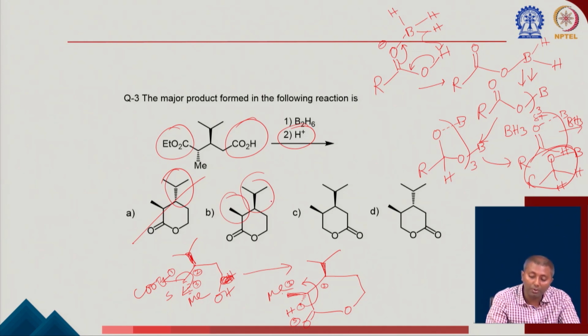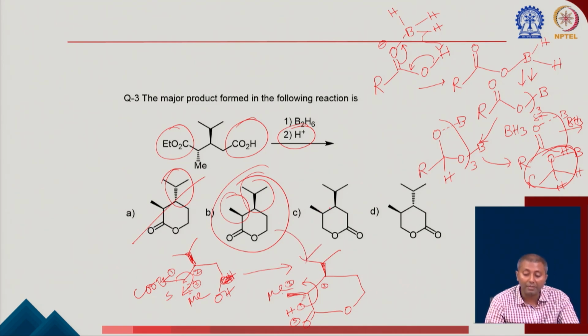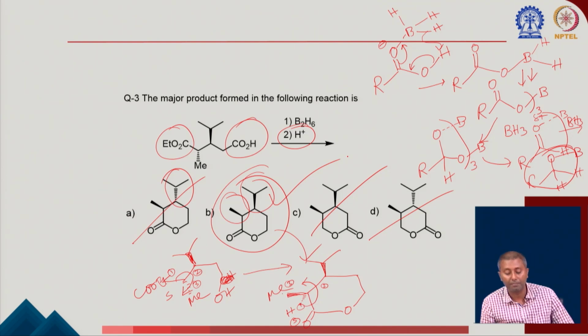but only in case of this one, you can see it is matching with our product, but here they have done the reduction on the ester side, but the reduction is only going to happen on the acid, not on the ester. So that cannot be the option, as well as this cannot be the option as well, because this is also doing the reduction on the ester, not on the acid. Okay, so the option B is the correct option.